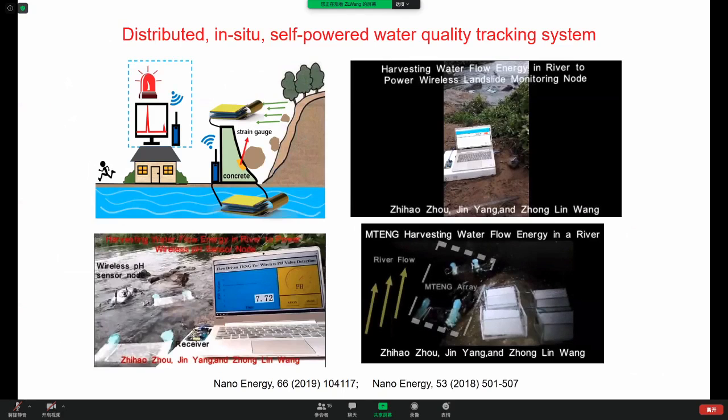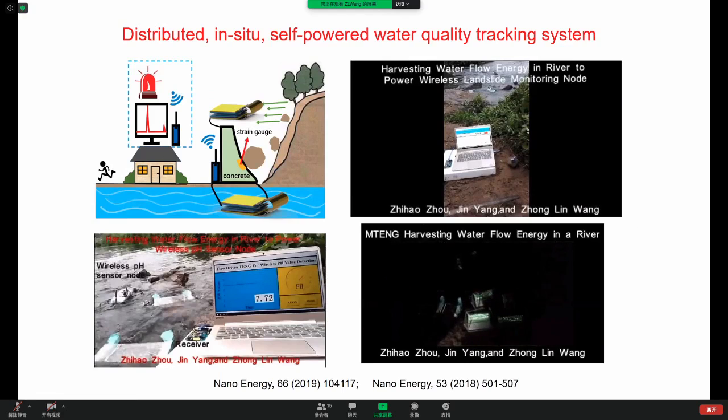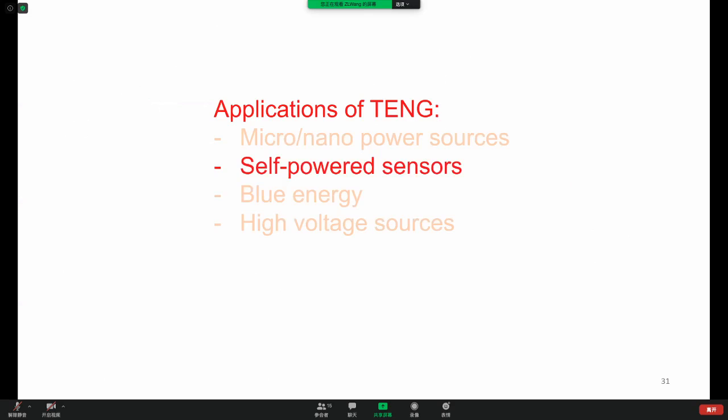This is the landslide prediction here. In some areas, landslides occur at midnight. Nobody knows about it, but you can use this as a warning system. Use our TNG as a trigger, as a sensor. Solar power sensor is another application of TNG.